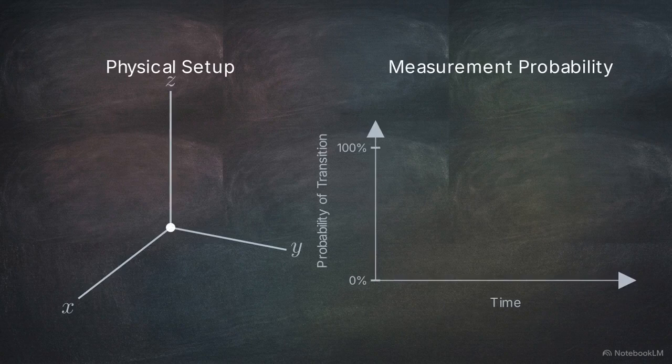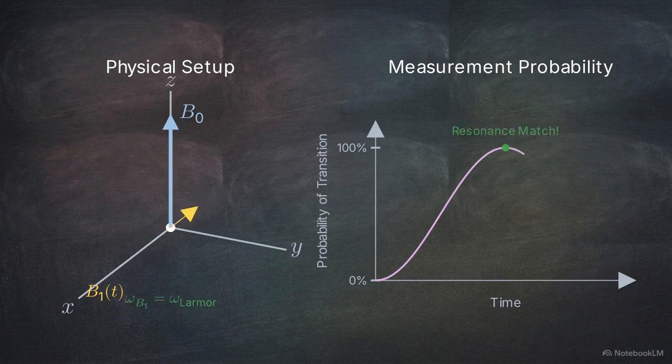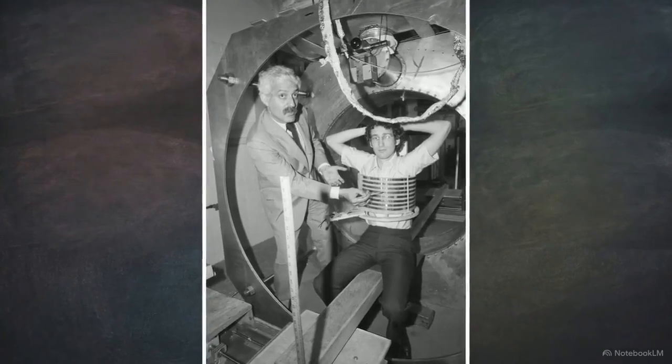This split diagram illustrates the solution. We introduce a second, much weaker magnetic field, B1, along the x-axis, and we oscillate it. The graph on the right displays the probability of the electron absorbing energy and flipping its spin state. This probability curve only reaches 100% under a strict resonance condition. The frequency of our weak oscillating field must perfectly match the particle's natural Larmor precession frequency. When they lock in, the spin flips entirely. This controlled spin flipping is called Rabi flopping.